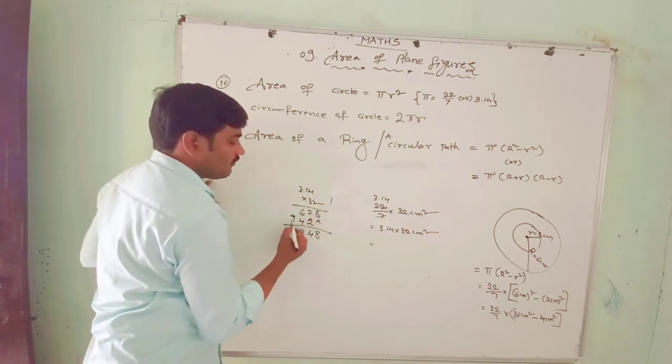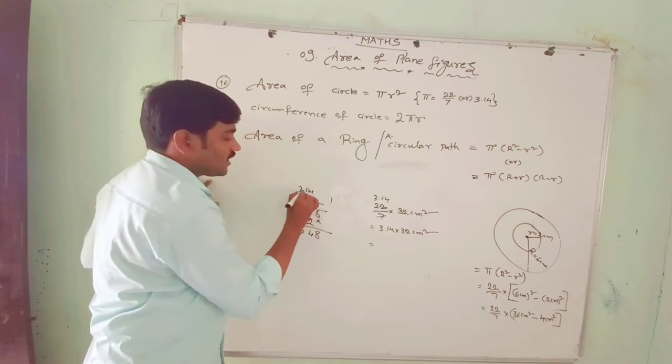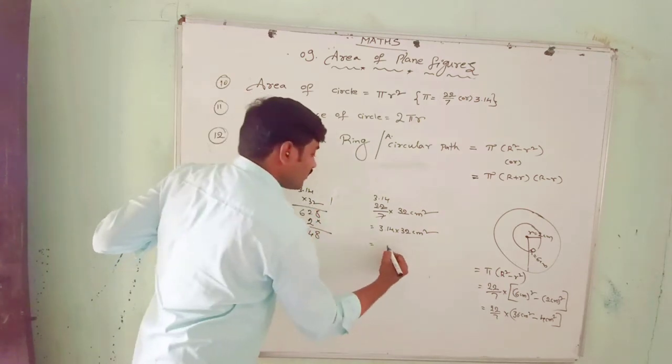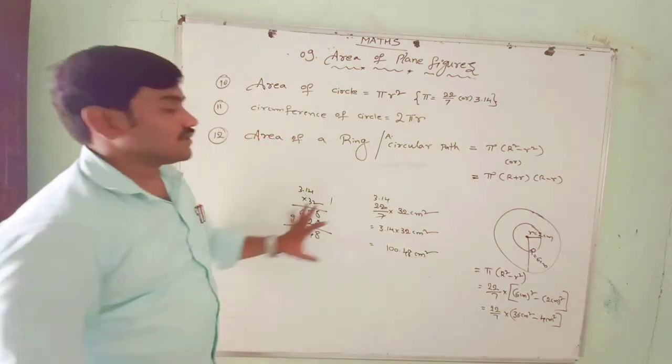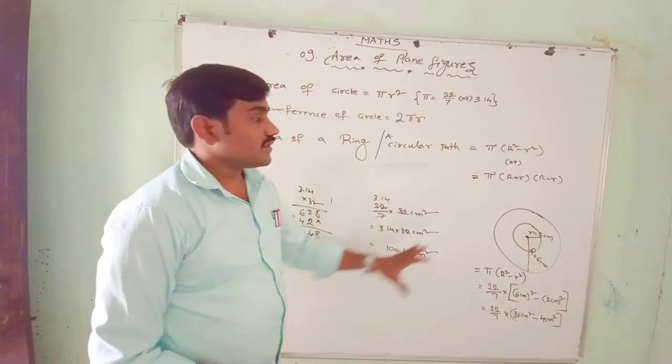8, 4, 10, 1. It is also a 10. So there are 2 decimal places. So 100.48 centimeter square. So this is the area of the ring.